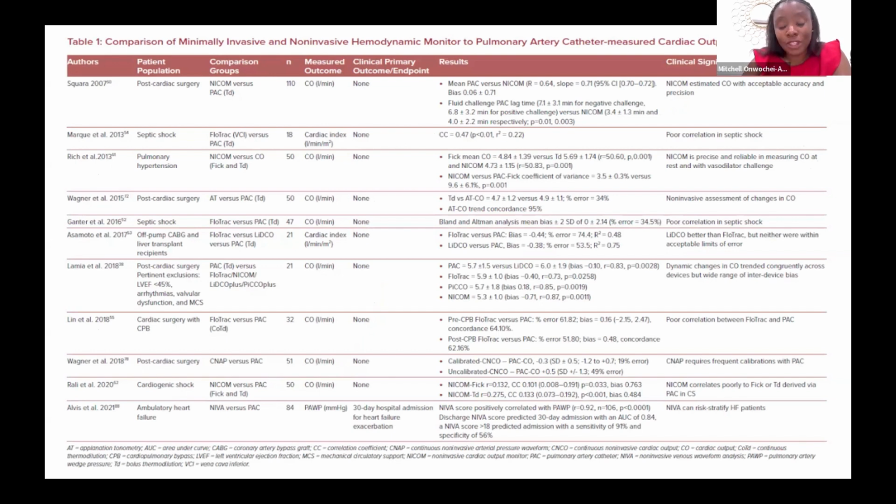So the way I use them and the way most experts recommend you use them is by trending the values you get. So let's say you place in a FloTrac, you have an arterial line, and your FloTrac Vigileo system is telling you the cardiac output is 5. I don't necessarily believe that the cardiac output is 5. However, if that cardiac output then drops to 3, I then start worrying about heart failure. Why is my cardiac output dropping? So going by the trend is more helpful than going by the absolute numbers you get from these tools.